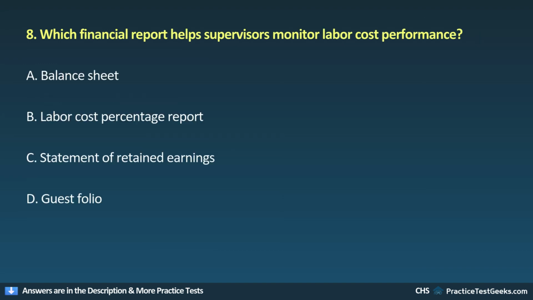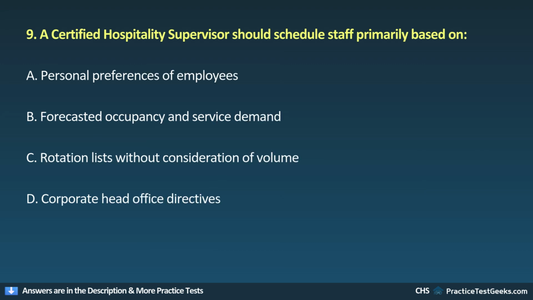8. Which financial report helps supervisors monitor labor cost performance? A. Balance sheet. B. Labor cost percentage report. C. Statement of retained earnings. D. Guest folio.